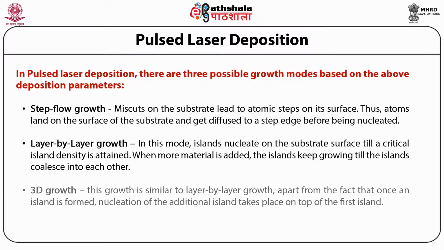Third, 3D growth. This growth is similar to layer by layer growth, apart from the fact that once an island is formed, nucleation of the additional island takes place on top of the first island. Thus, the surface gets roughened every time a material is imparted.